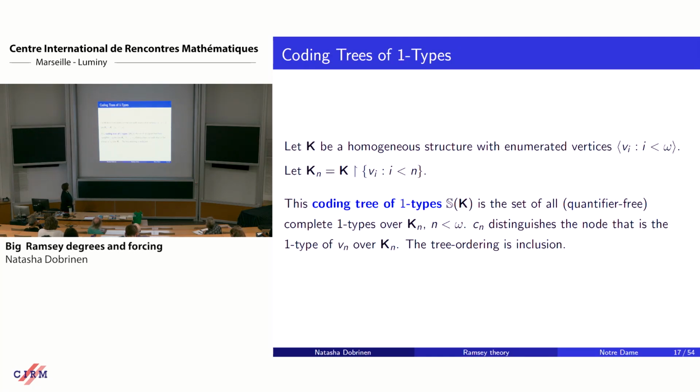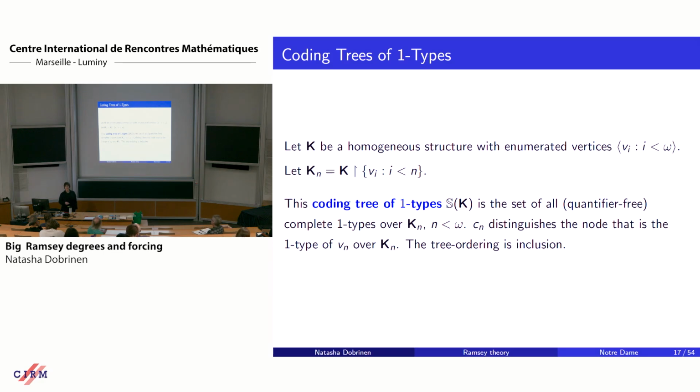Okay, so coding trees came about by knowing the Laflamme-Sauer-Vuksanovic proof and the end of their proof, and saying, okay, what if we start with what we know we want to get and work backwards, okay? So we'll actually work with the homogeneous structure that we intend to get in the end.